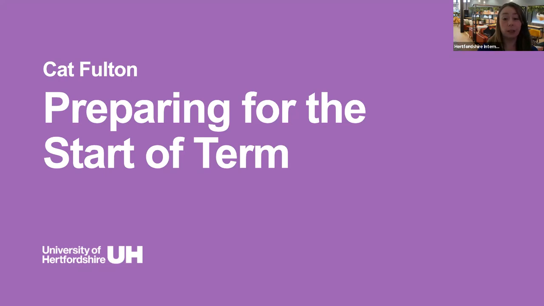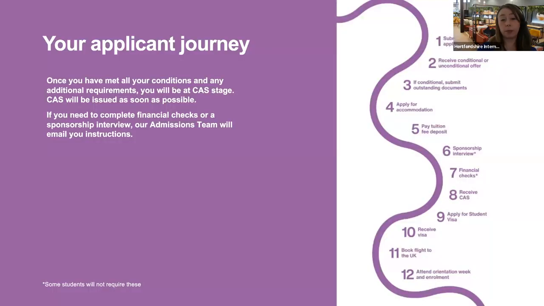But I'm just going to give you a quick snippet on preparing for the start of term before we move on to Q&A. You'll all be at various stages of your application journey. Some of you might still have conditions to clear, so please keep an eye on your offer letters and make sure you are sending in those outstanding conditions to the admissions team. If you haven't already done so, this is the time to pay your deposit to secure your place on the course. Once you've cleared your deposit and your conditions, the admissions team might ask you to send in additional things like your financial checks or attend a credibility interview. Once you've completed everything, they can create the CAS for you and you can use that for your visa application.